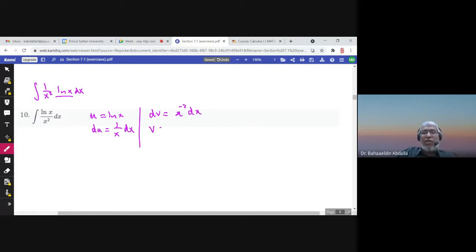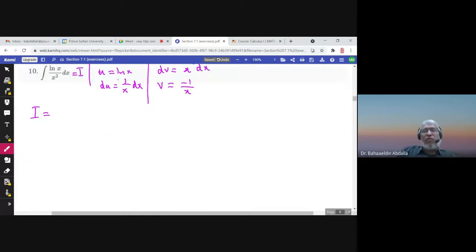So to find the integral of v, which is x to the power negative 1 over negative 1, or simply negative 1 over x. So this integral, let me call it I, would be equal to uv, so negative ln x over x, minus integral v du, this times this, which will give you negative 1 over x squared dx.